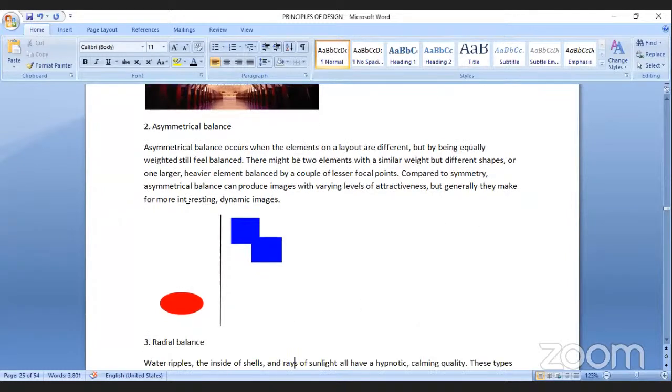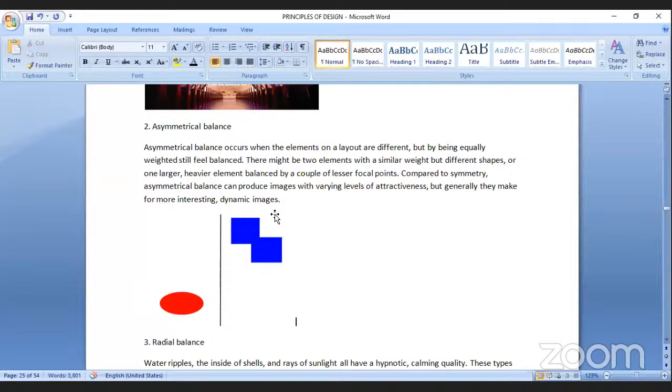Compared to symmetry, asymmetrical balance can produce images with varying levels of attractiveness. Symmetrical balance, if you can use it, is a very safe bet in design, and in architecture also. But it is predictable. Asymmetrical balance shows interesting images.